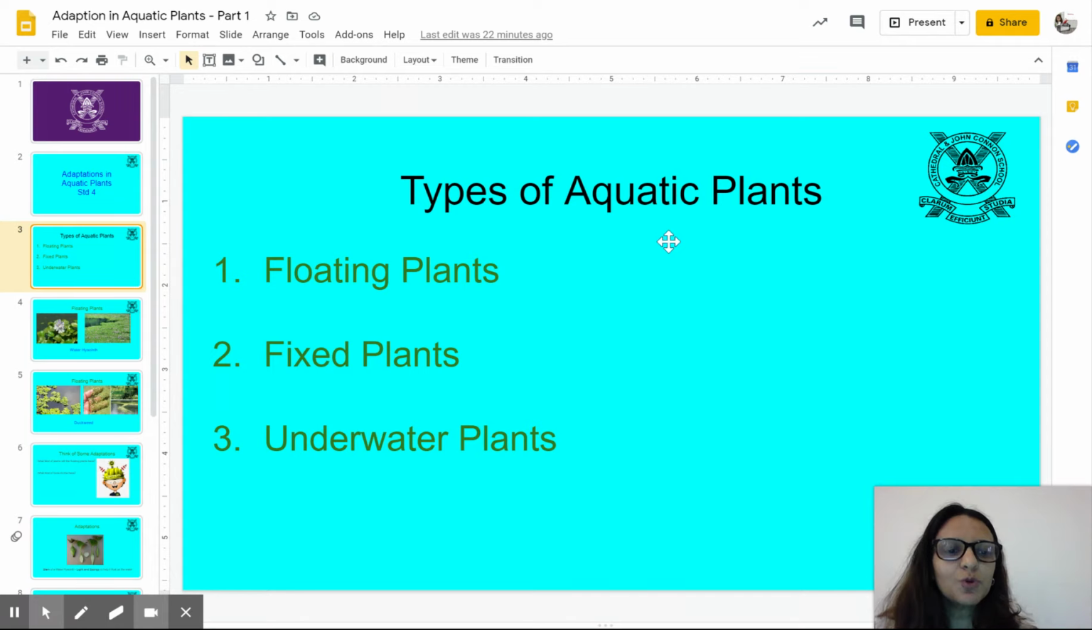I want you to take a moment and think what could be the difference between a floating plant, a fixed plant, and an underwater plant. Think. Have you seen plants in water, floating on water, inside water when you snorkel, scuba dive? Is there a difference between the weeds that you see or the lotus that you see on the water? Think.